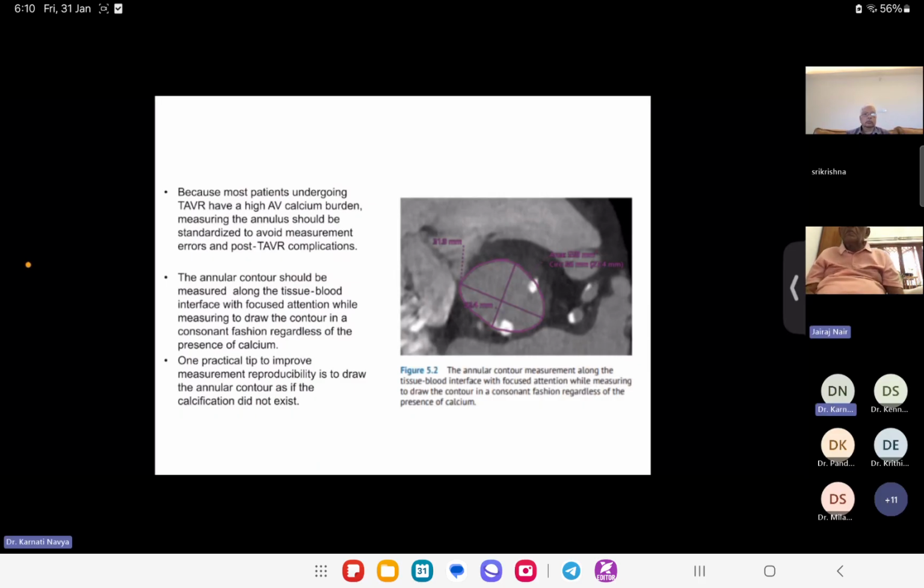Because most patients undergoing TAVR have a high aortic valve calcium burden, measuring the annulus should be standardized to avoid measurement errors and post-TAVR complications. The annular contour should be measured along the tissue-blood interface, with focused attention while measuring to draw the contour in a consistent fashion, regardless of the presence of calcium. One practical tip to improve measurement reproducibility is to draw the annular contour as if the calcification did not exist.